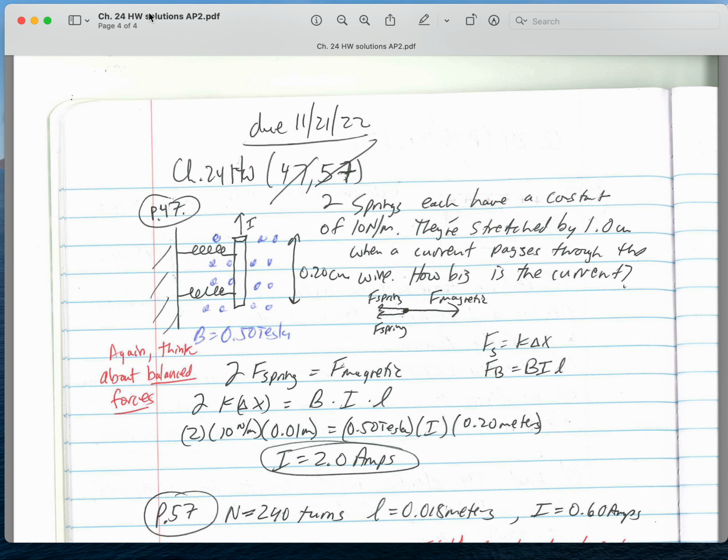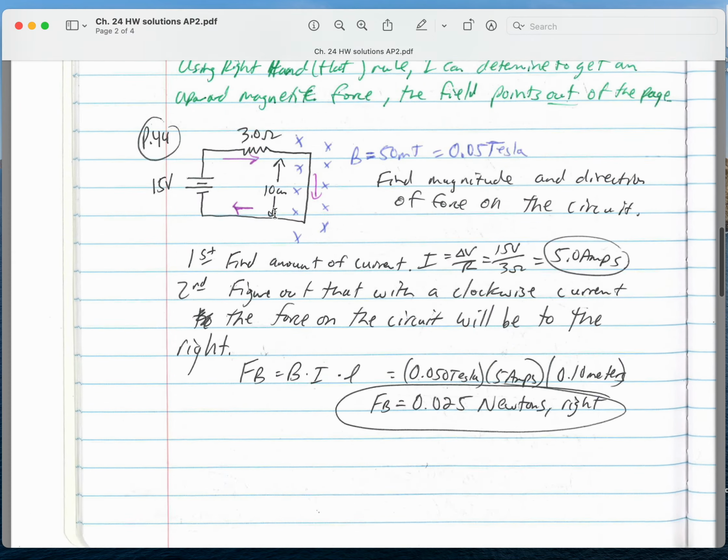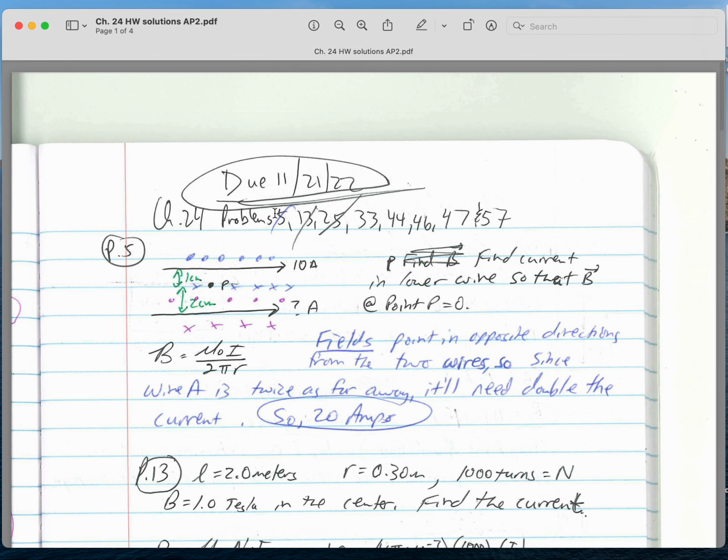Anyhow, I want to go through these. We didn't have much time in class, really any time in class. I did post a couple sample problems outside of class, and the conceptual questions we went over related to a few of these. So these are problems 5, 13, 25, 33, 44, 46, 47, and 57.